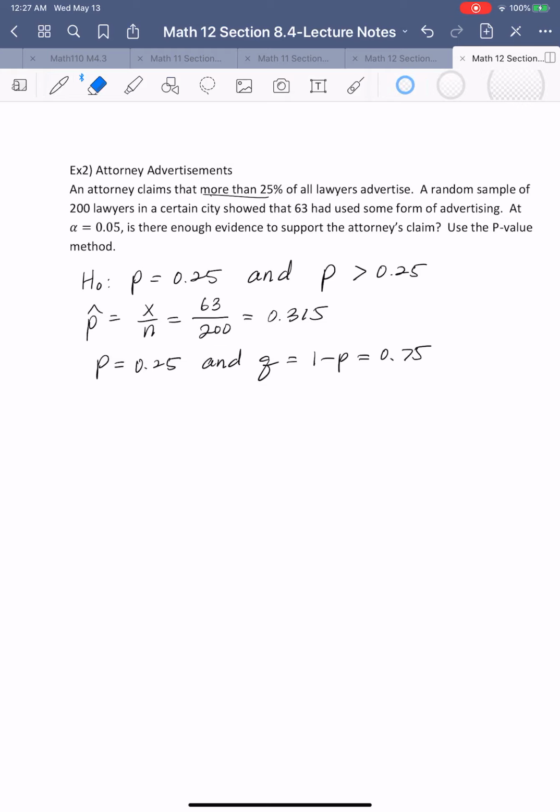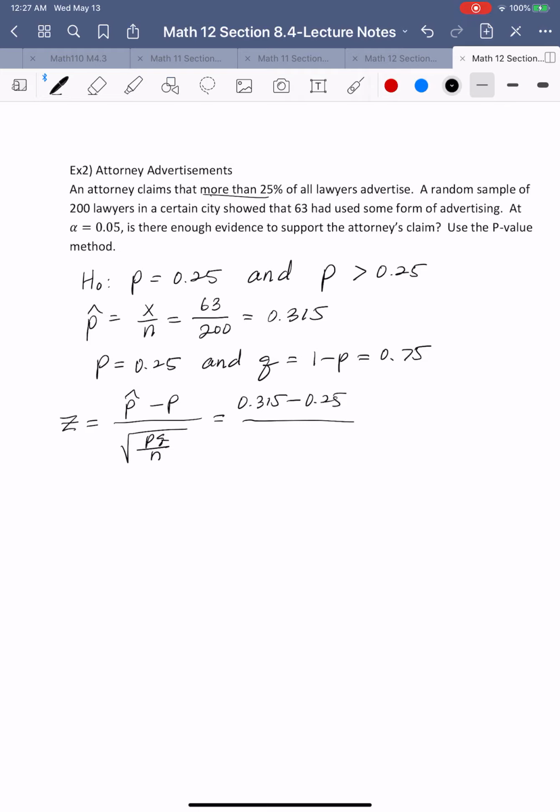So let's get the z-score: p-hat minus p over the square root of pq over n. p-hat is 0.315, subtract p, 0.25, over the square root of 0.25 times 0.75 divided by 200, which comes out as 2.12.